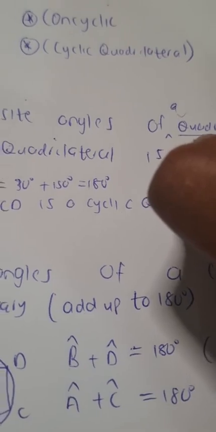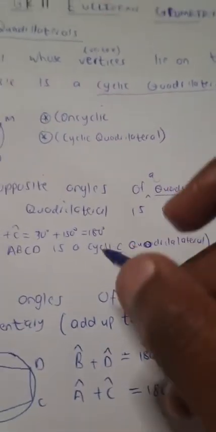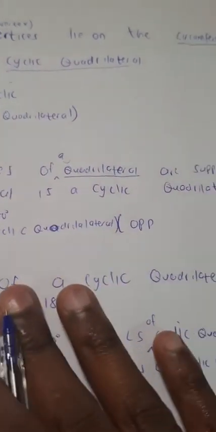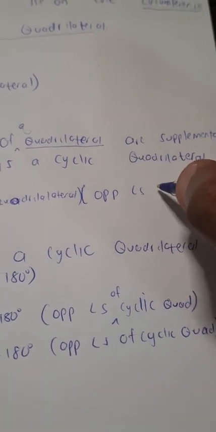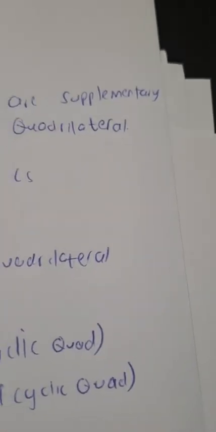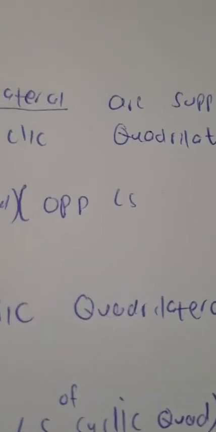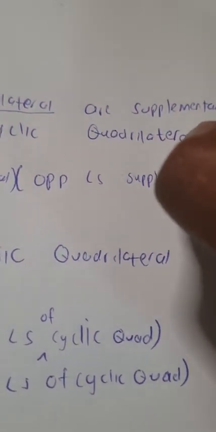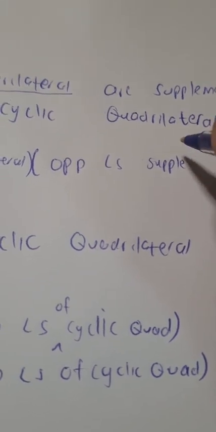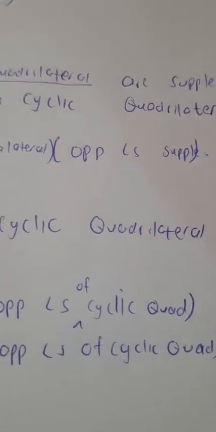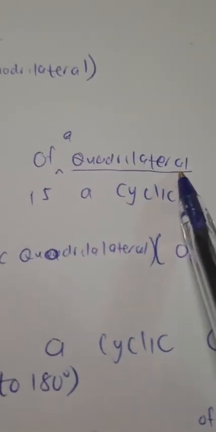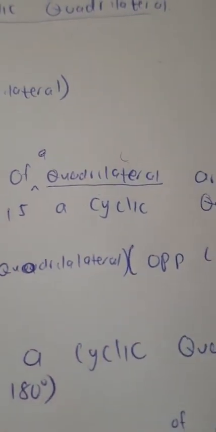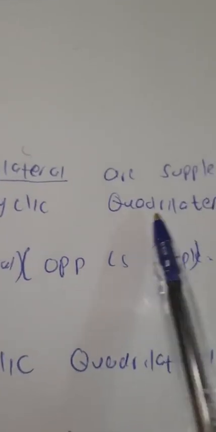Why do we say it's a cyclic quadrilateral? The reason that we give there is opposite angles supplementary. We need to be very careful with this one. We say opposite angles supplementary. So I look at the statement again. If the opposite angles of a quadrilateral, so this is just a quadrilateral, you are given this quadrilateral, if those opposite angles are supplementary, then the quadrilateral is a cyclic quad.